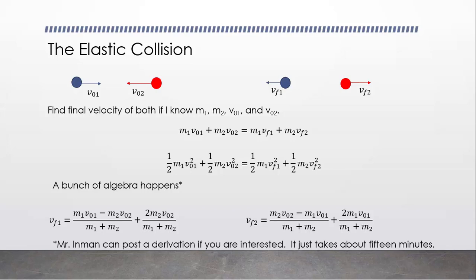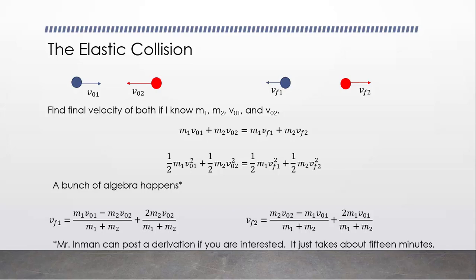How do velocity 1 and velocity 2 relate to one another? Or how do final velocity of 1 and final velocity of 2 relate to one another? And so you end up with two equations that look like this as your two final equations. So they're pretty complex if you actually look at them.